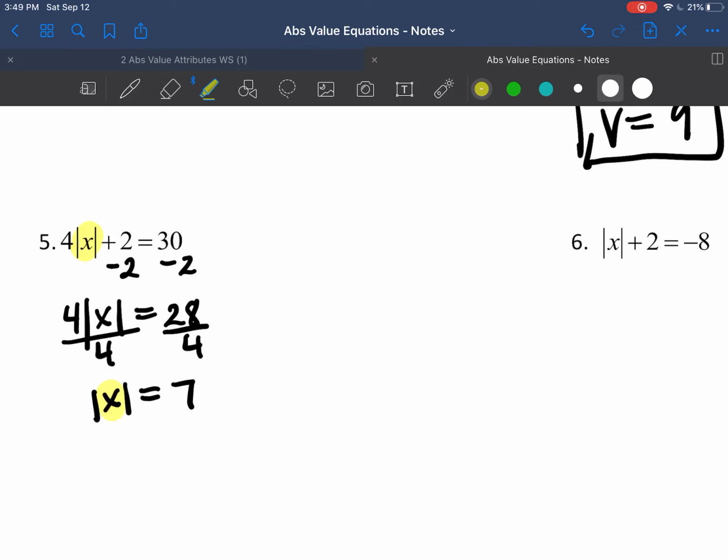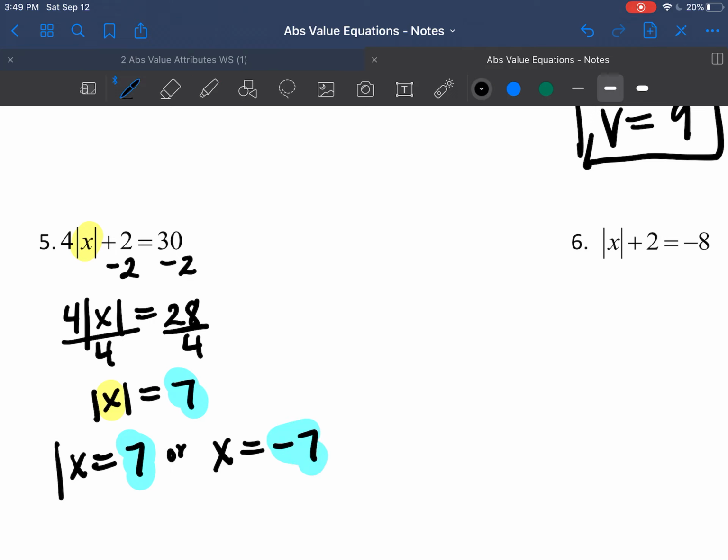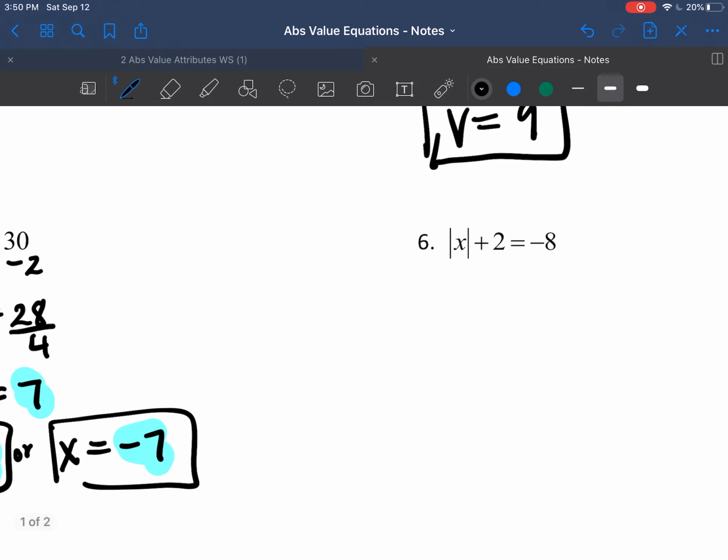Okay, now we are ready to set what's inside the bars, which is just x, equal to the positive 7. I always put it or the negative 7. And in this case, we were actually done when we did that because x was the only thing. And so these are our final solutions. Symmetrical once again.